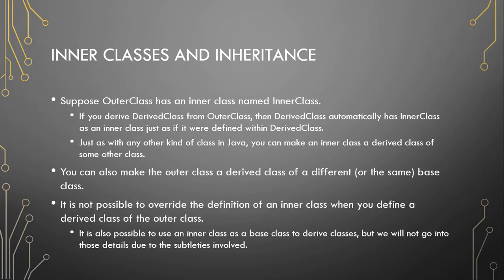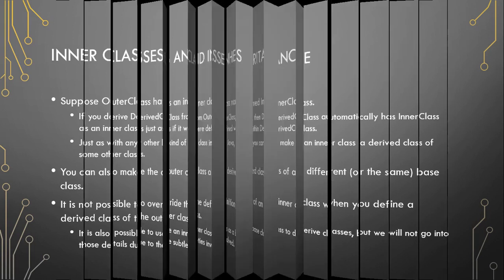Now, it is not possible to override the definition of an inner class, though, when you define a derived class of the outer class. So in that derived class, let's say here from outer class, derived class, you can't define a new version of the inner class. You can make another class inside of derived class, but it won't overwrite the previous one. Now, it is possible to use an inner class as a base class to derived classes, but we're not going to really talk about that in this lesson because there's some subtleties involved in it that you'd have to manage.